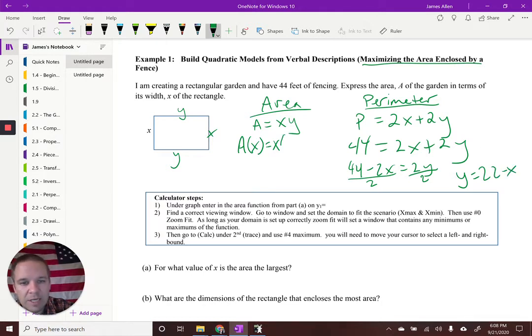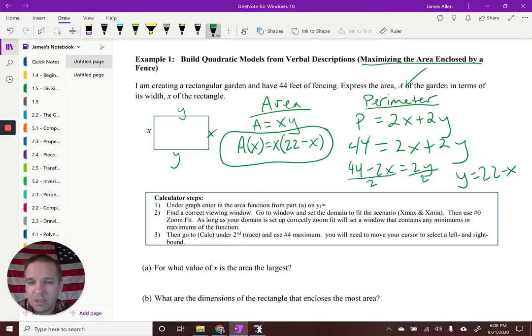So now I can substitute that in right here, 22 minus x. Well, what kind of function am I going to have here? If I were to multiply everything out, I'd have a negative quadratic function that I'm dealing with for my area formula. So this is fantastic. This takes care of this one here, the area in terms of x.